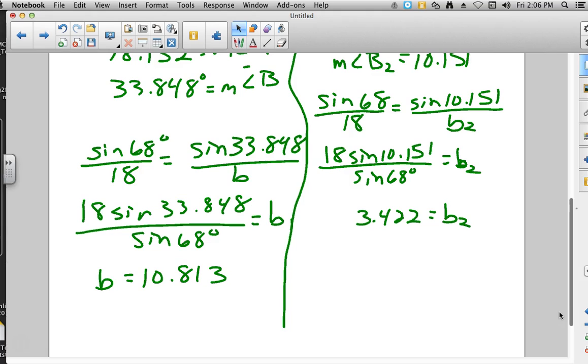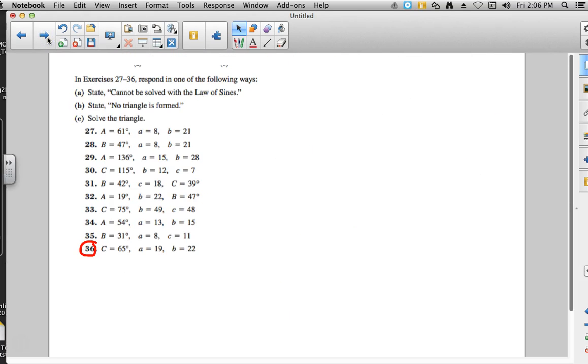Now, all three of these that you've had me do so far, you probably were able to do them after we had finished the example that we did in class. Then, number 36. On the directions up here it says in exercises 27 to 36, respond in one of the following ways. A, cannot be solved with the law of sines. B, no triangle is formed. C, solve the triangle. So those are the things that we're supposed to be able to find if we know we get a triangle.